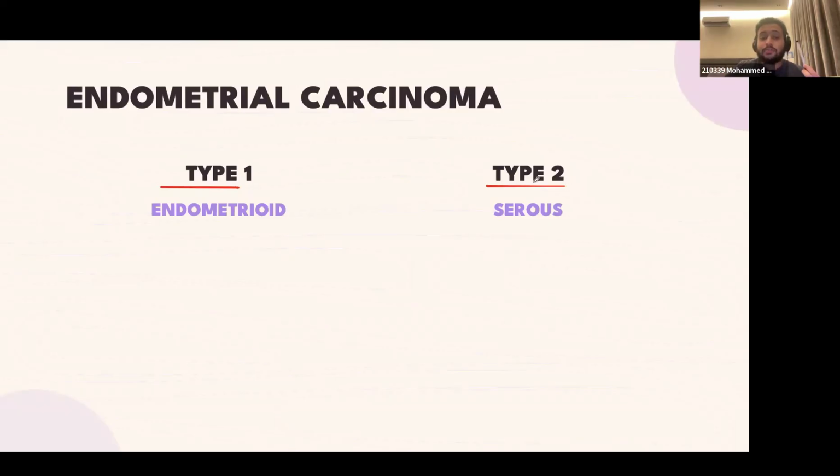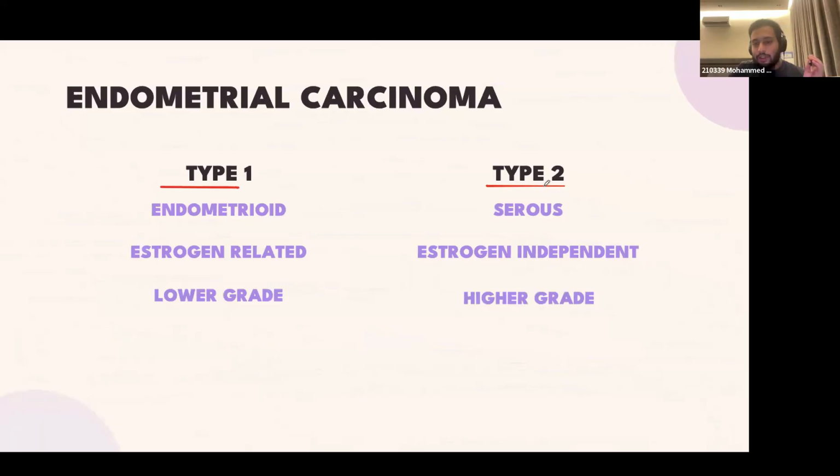So type 1, is it related to estrogen? Yes or no? Good. Yes. Type 2, is it related? Yes or no? No, good. Now, another thing is just the grade. Type 1 is a lower grade, type 2 is a higher grade. Now, genes. Give me the most important gene for type 1. PTEN, good. Can you give me 3 more genes? Just throw anything.